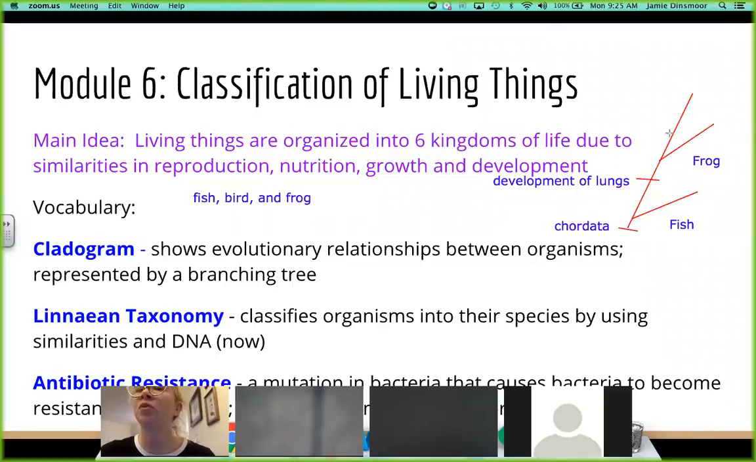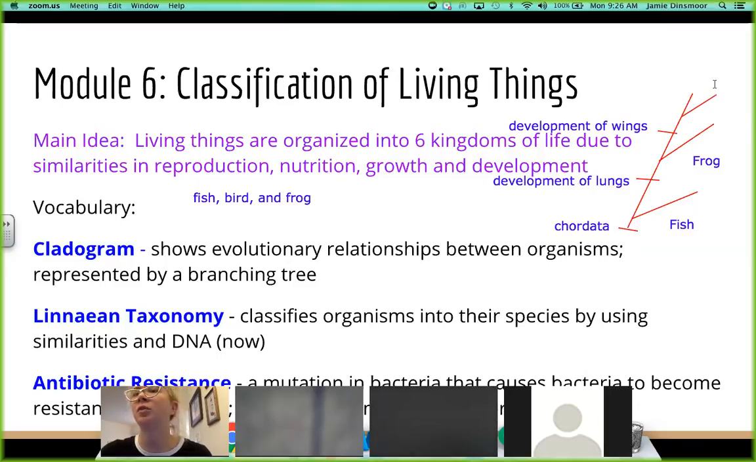So we could say that between the frog and the bird, we could say development of wings, right? We could say development of feathers. We could talk about the eyes, how the eyes of birds are on the side of the head. Right, so there's a lot of different things we could pick here. So I'm just going to say development of wings, especially since we already have development of lungs. And then that will give us a bird.